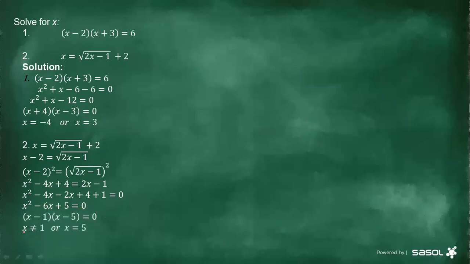But now x should not be equal to 1, x should only be equal to 5. Why not 1? Because if you substitute 1 where you see x, the left hand side is not going to be equal to the right hand side, right? It's only 5, where you put 5 on the left, where you see x, that is going to make the left hand side equal to the right hand side.